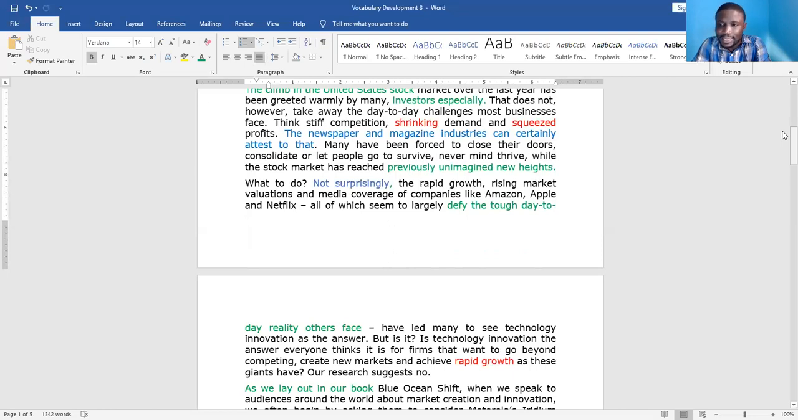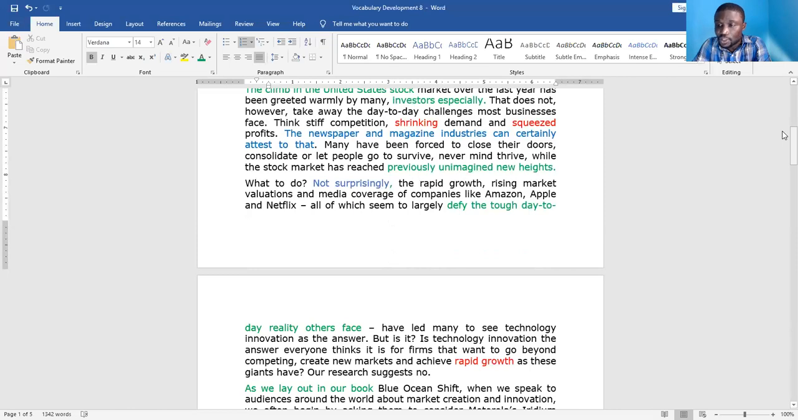And this is another example. So you should not be writing "for example, for example, for example." Almost every other person writing the exam will use the words "for example." So the newspaper can attest to that. Many have been forced to close their doors, consolidate, and let people go to survive, never mind thrive, while the stock market has reached previously unimagined new heights.